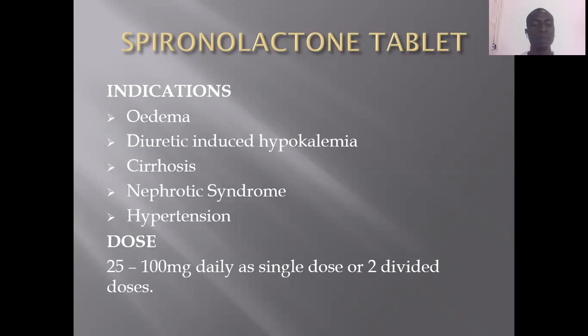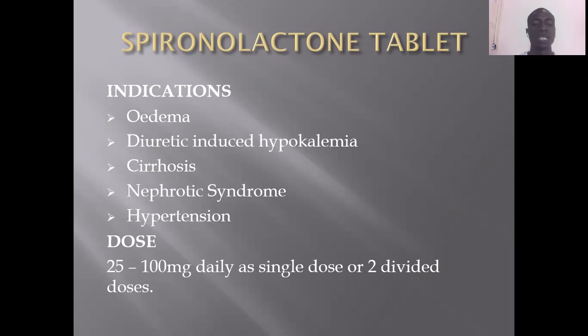Diuretics induce hypokalemia. When hypokalemia has come due to taking of diuretics, you can give this drug. Liver cirrhosis is the condition which is characterized by excessive intake of alcohol, where the liver is affected, and so you can give this drug. Also in nephrotic syndrome, you can give this drug, and also in hypertension. So those are some of the indications or uses of spironolactone. As you can see, it has so many uses, and it's a must-know drug.